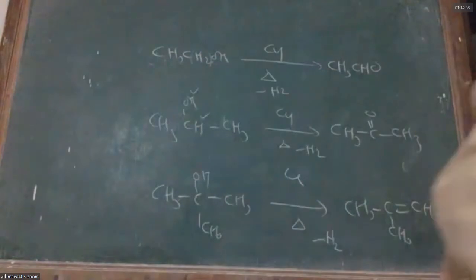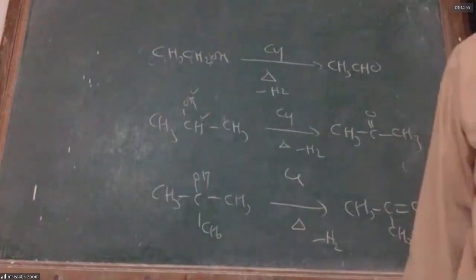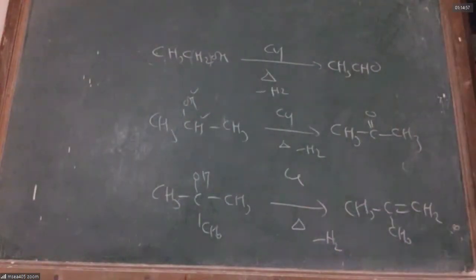Okay, sir? Yes. So what is this reaction called? Dehydrogenation. Sir, what happens if the alcohol is heated with sulfuric acid? Concentrated sulfuric acid I pick, and I heat the alcohol.